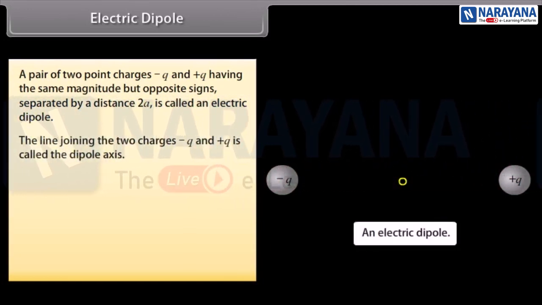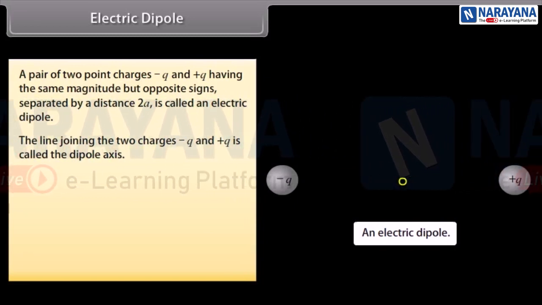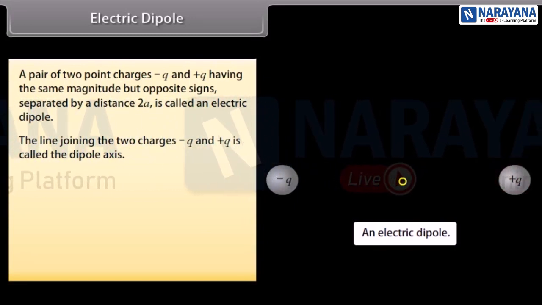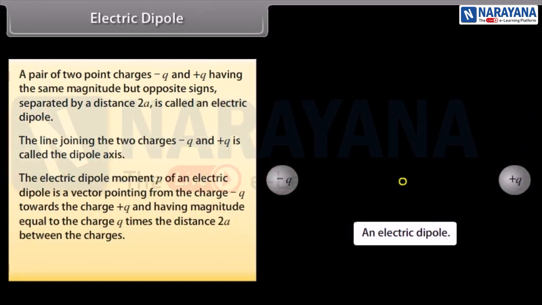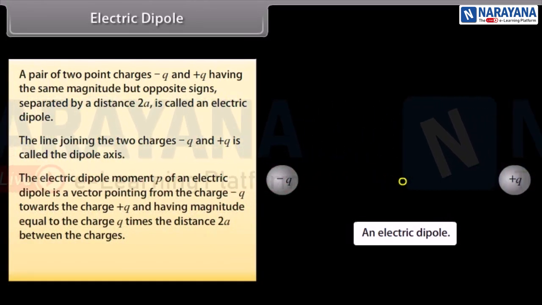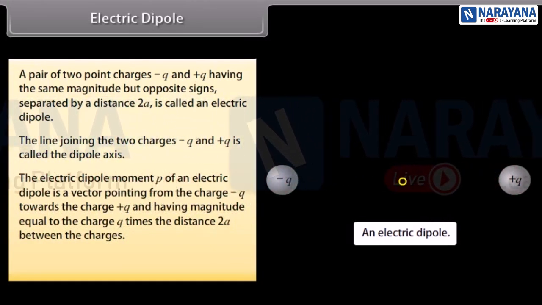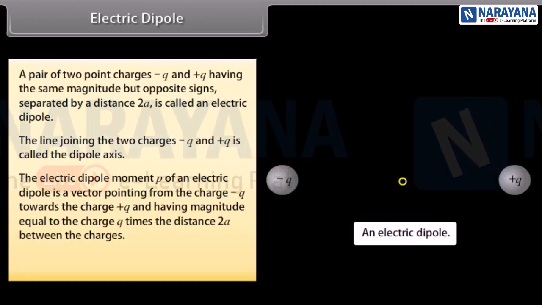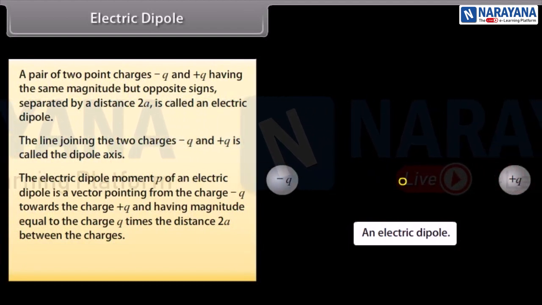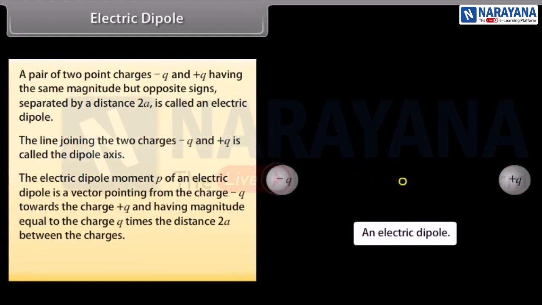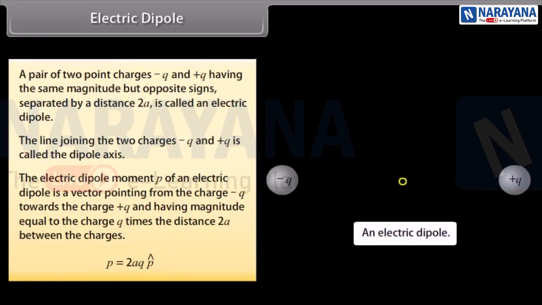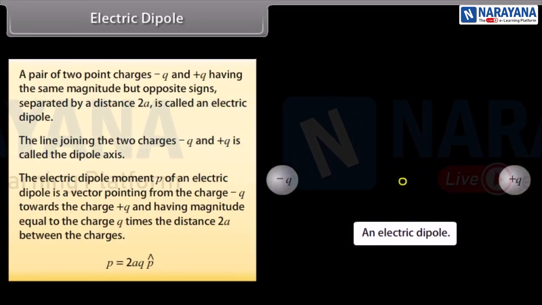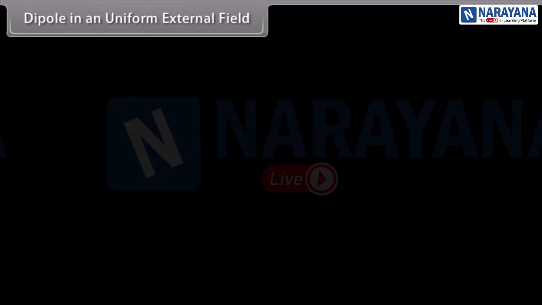The line joining the two charges, minus Q and plus Q, is called the dipole axis. The electric dipole moment P of an electric dipole is a vector pointing from the charge minus Q towards the charge plus Q and having magnitude equal to the charge Q times the distance 2a between the charges. P is equal to 2aq P cap. Dipole in a uniform external field.